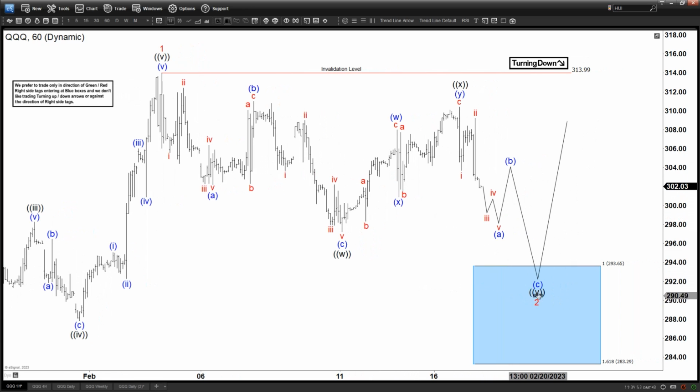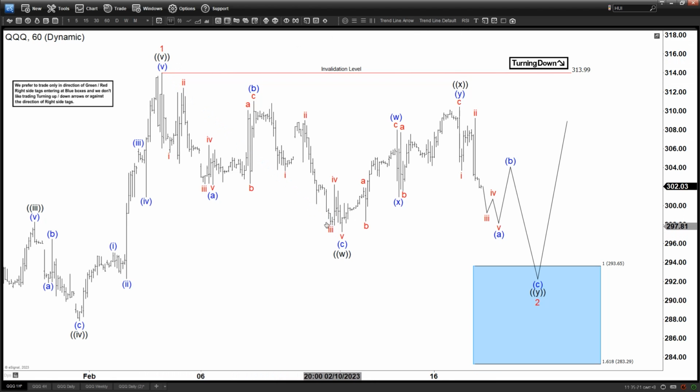Now we can see right here that we are doing this wave 2 pullback in the minor degree, with wave 1 ended here at 313, right? And we're now doing wave 2 in the form of a WXY, which is a double correction, or a 7 swing, right? Now a couple of things we can point out here is this leg lower here.